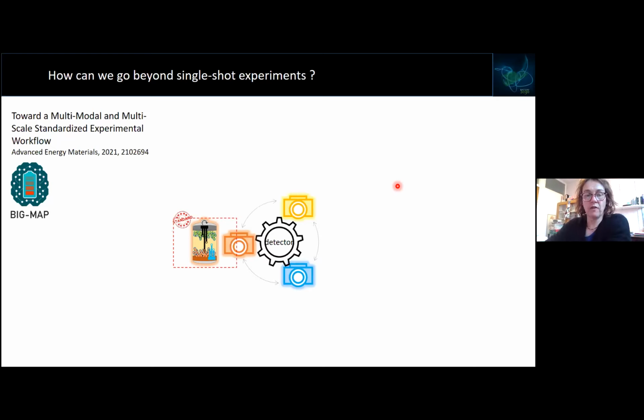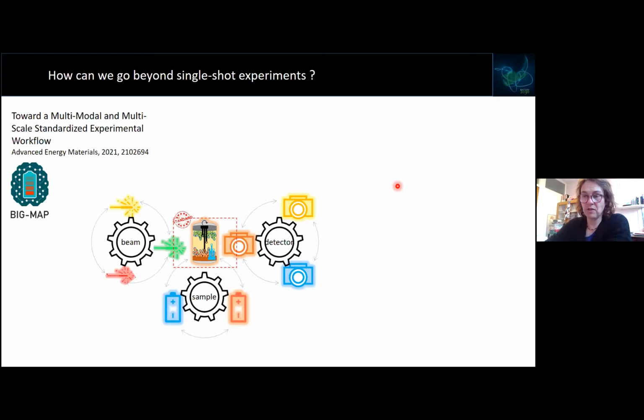We want to have several types of detectors because we want to access chemical information, morphological, structural, electronic properties, and so on. We may want to have several beams on it, neutrons or X-rays, depending on the question we have, maybe something else, maybe electrons, lasers. We might need to have several batteries in the beam to optimize the use of the beam time, and also because we need to have some capabilities for high throughput experiments.